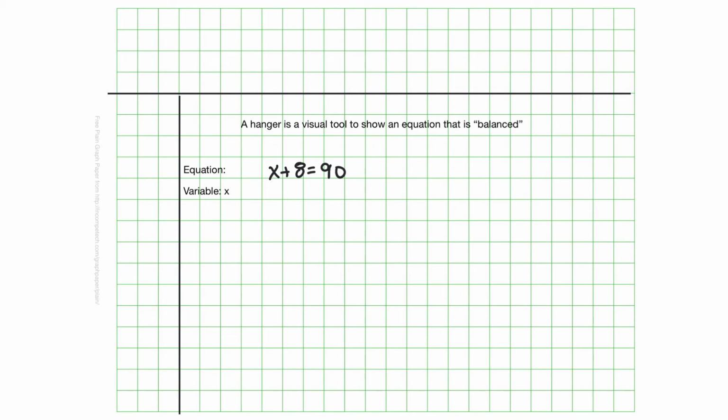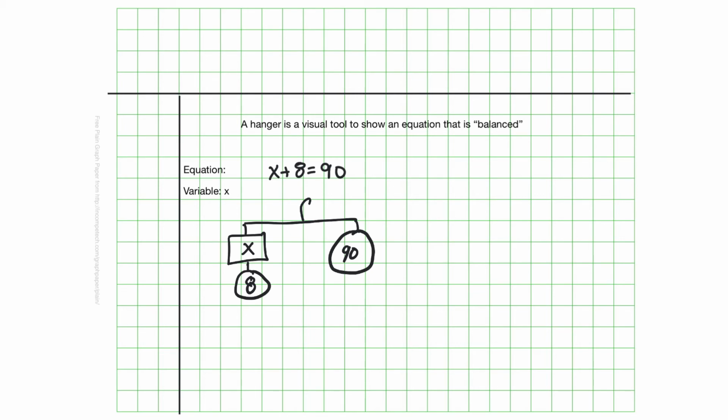So I'm going to go ahead and draw our hanger. And on one side, I'm going to draw a symbol that will hold my variable. So I'm going to put my x right here in this box. Then I'm going to also include a block, maybe it'll be a circle this time, that has the number 8 in it, right? Because I know one side of my equation has x and an 8. The other side needs to be 90. So I'm going to make this a circle as well, but a little bit bigger to represent that 90 is bigger than 8, right?